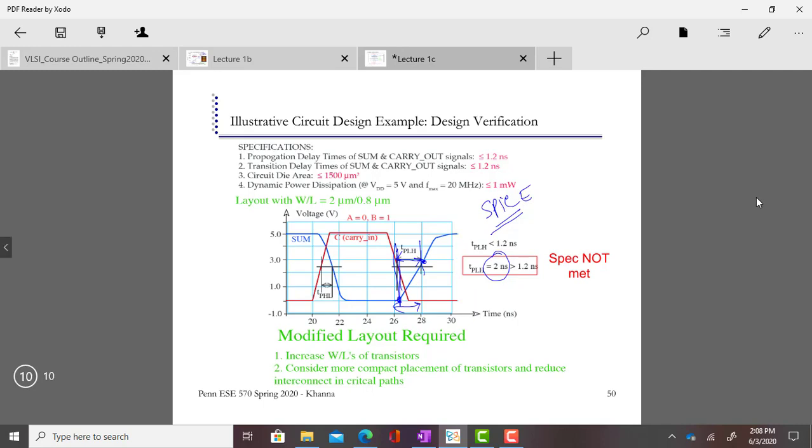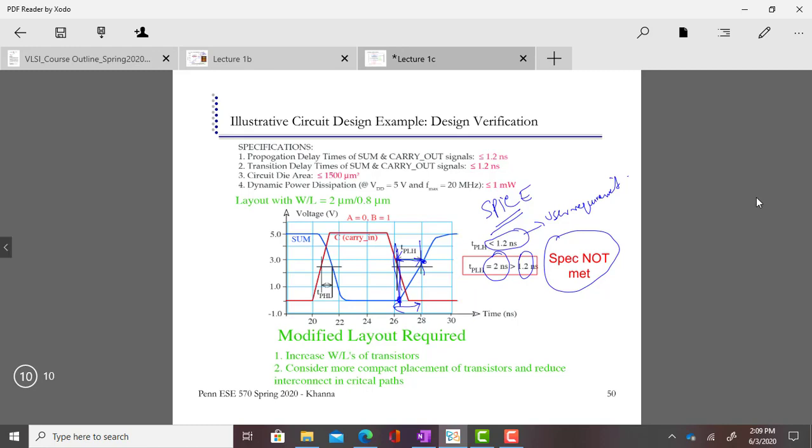And your user requirement was this. The user requirement was 1.2 nanoseconds. So you see, 2 is greater than 1.2 nanoseconds. So the spec is not met. Okay. So you have the design, you have the mask, but unfortunately what the user required is not met.